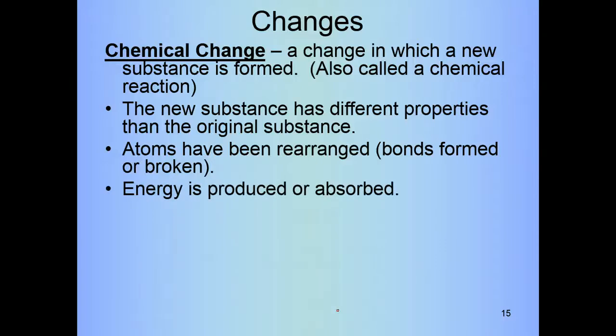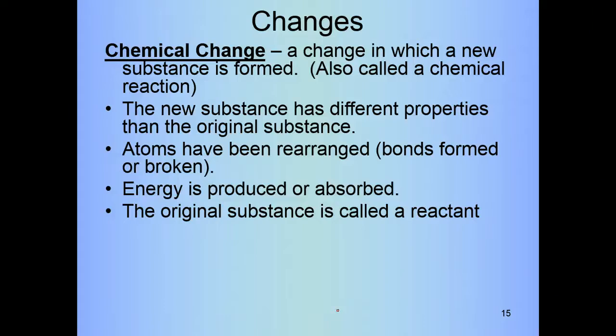Energy is produced or absorbed. So in order to form bonds and break bonds, there's going to be a change in energy. If you take a more advanced chemistry course, you will learn more about those energy changes, but we will probably be able to detect in a lot of cases energy being absorbed or produced by changes in temperature, seeing light or heat being released.